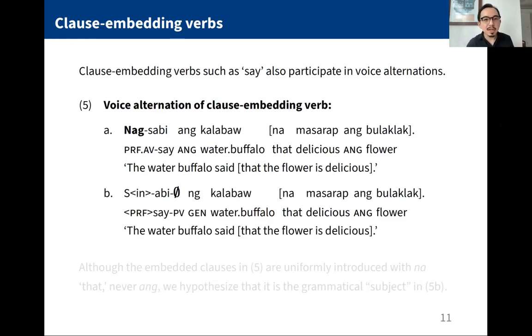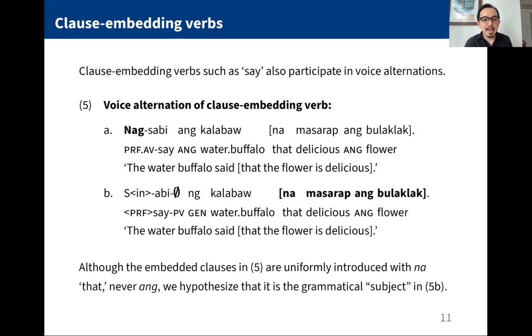So the way to think about this formally is that the embedded clause, even though it is still introduced by the same complementizer-like particle na, which doesn't change and doesn't get ang, is now functioning formally as the grammatical subject, in quotes.